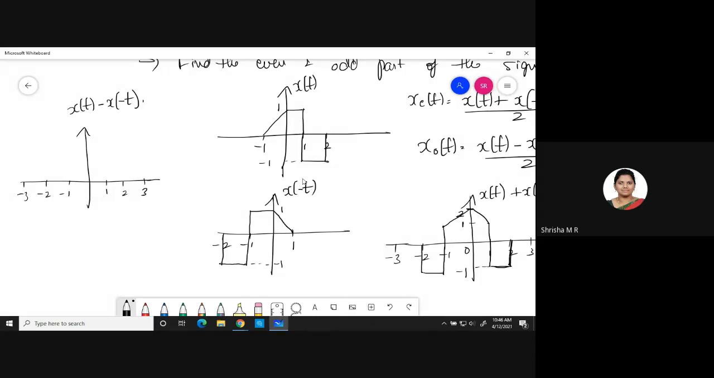At t is equal to 0, the signal is 1, amplitude is 1 here for x of t. Whereas for x of minus t also it's 1. So 1 minus 1, it will be 0. Next at 1 you evaluate. At 1 what is happening? Here the signal is at 1 and here the signal is at 0, right? So here it's at 1 and 0. So 1 minus 0, it's 1. So the signal will be at 1.